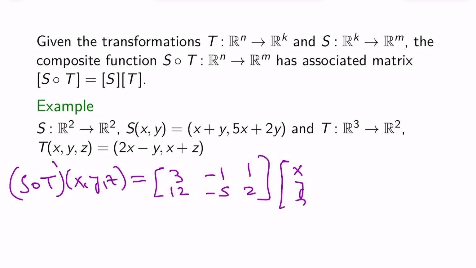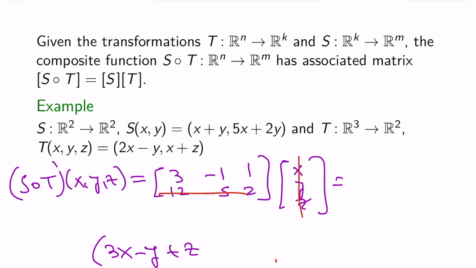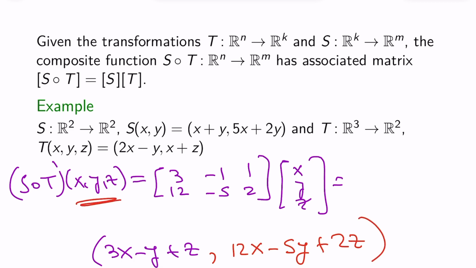So this by x, y, z, and so this multiplied by this is going to give me the first element of the vector here. I will write it here. So that will be 3x minus y plus z. And now the second, this times this, that will give me 12x minus 5y plus 2z. So this is the composition then of the transformations S and T.